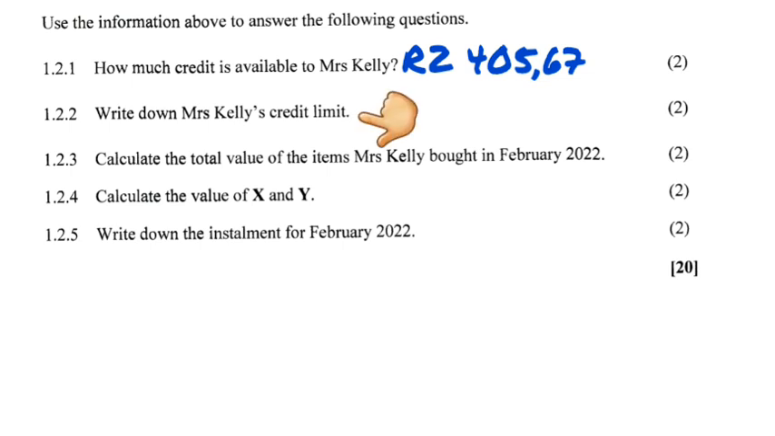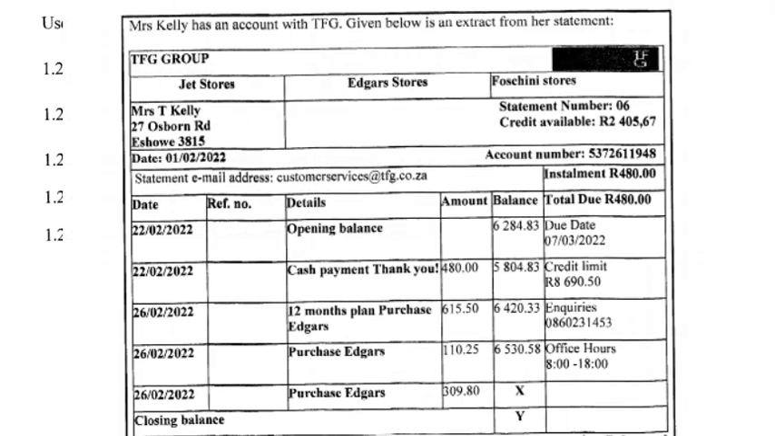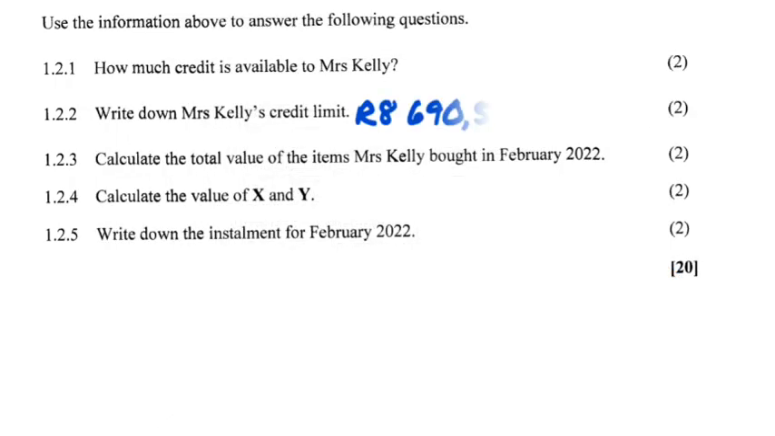Then in question 1.2.2 it says write down Mrs. Kelly's credit limit. So now we are going to look at the financial document again. We are now looking for the credit limit. We are just stating the credit limit. Also pay attention to the amount of marks that you are getting there. It's 2 marks for just stating something that is already obvious. So they're telling us there that the credit limit is 8,690 rands and 50 cents. So that becomes my answer to how much credit limit Mrs. Kelly has: 8,690 and 50 cents for 2 marks.